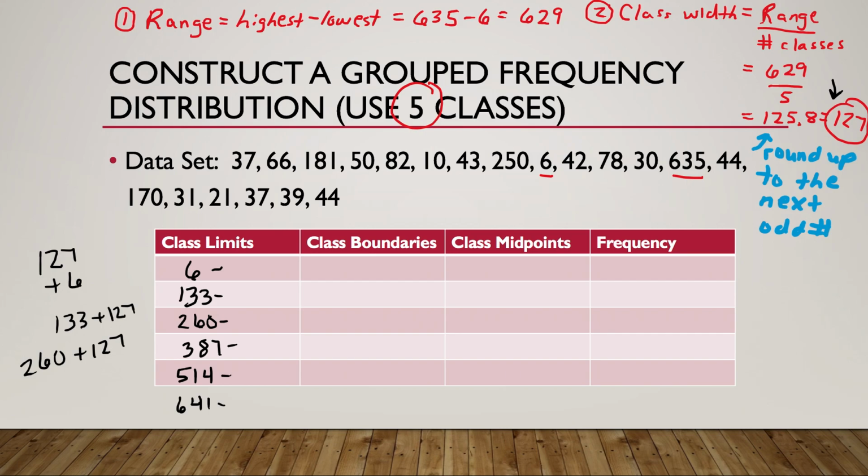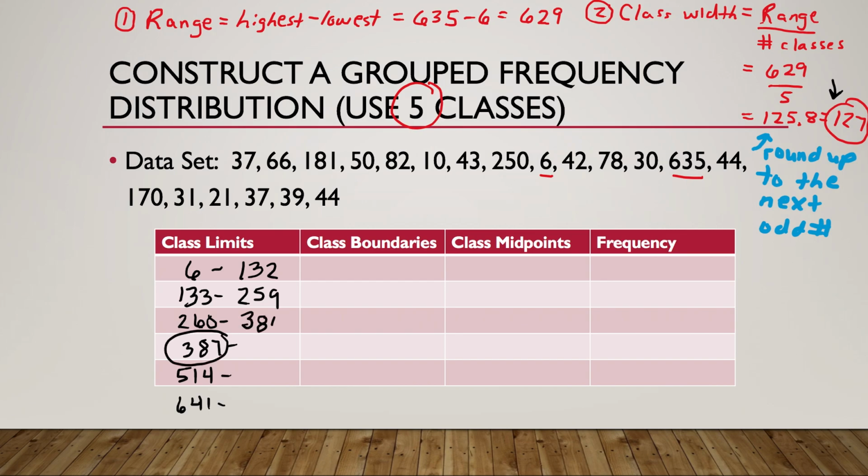We're now going to work on the right-hand side of the column. So what I want to do here is consider the fact that my classes need to be continuous, in that they need to move from 6 until the end. So if the second class starts at 133, then the first class needed to have ended at 132. If the third class starts at 260, the second class should have ended at 259. If our fourth class starts at 387, the third class ends at 386. If our next class starts at 514, the previous class ended at 513.